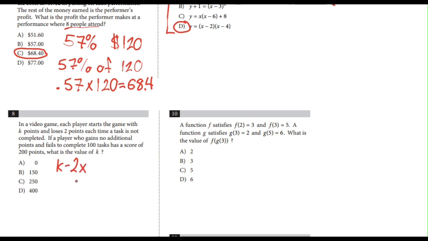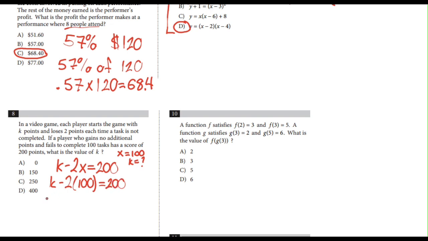time a task is not completed. I'll call that X, each time a task is not completed. And we know that at the end of it all, this player has 200 points. They tell us that if the player fails to complete 100 tasks, what is the value of K? So they're telling us if X equals 100, what is K? So we're going to plug in 100 for X. This is going to be K minus 2 times 100. And this equals 200.